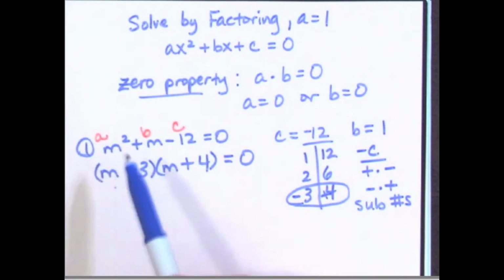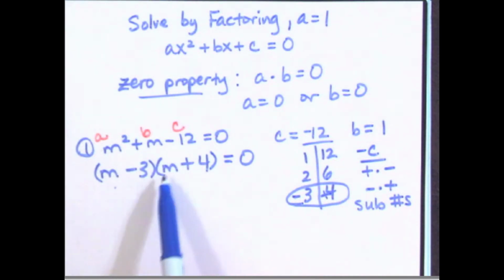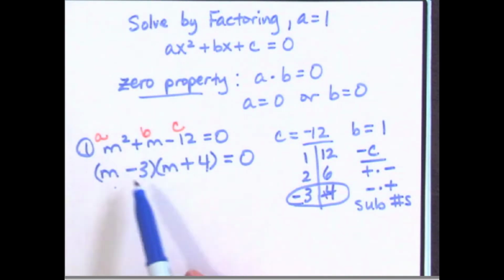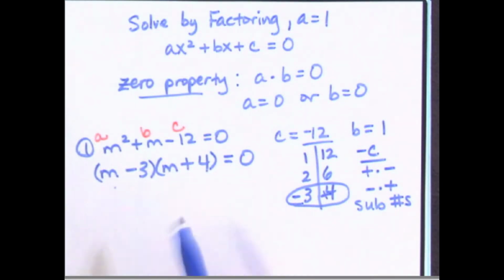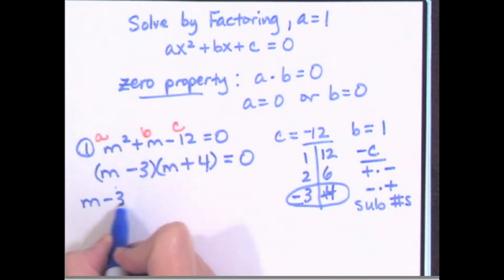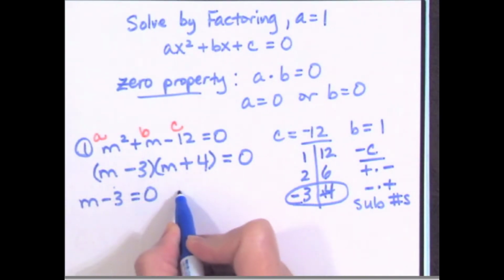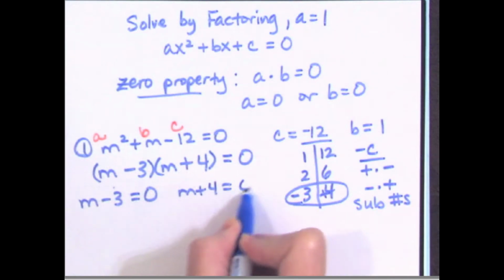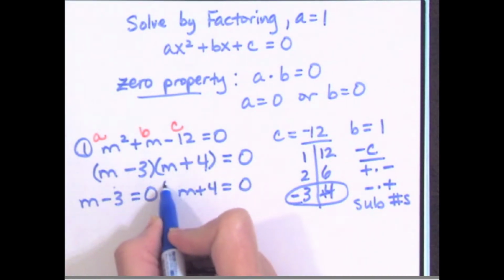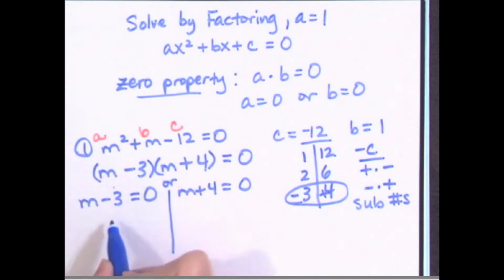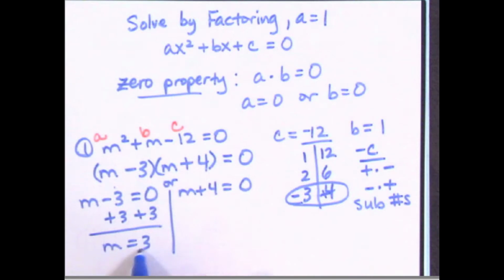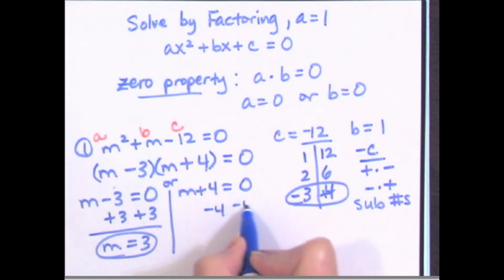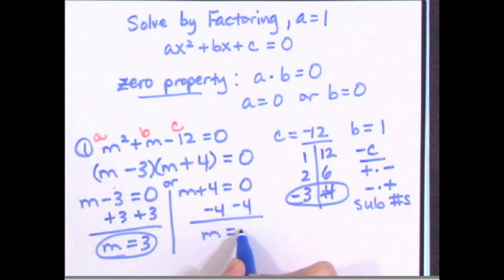m times m is m squared. m times 4 is 4m. Minus 3m is 1m. And negative 3 times 4 is negative 12. Now we'll use the zero product property and set each one equal to 0. So m minus 3 is equal to 0, or m plus 4 is equal to 0. So we have two little equations here we need to solve. On the left, we'll add 3 to both sides, so m is equal to 3. Over here, we'll subtract 4 from both sides, and that will be m is equal to negative 4.